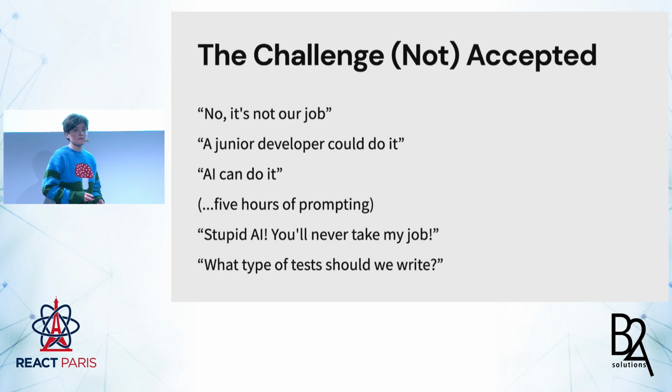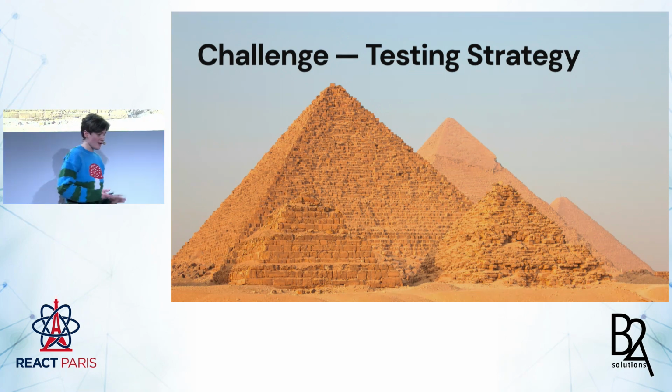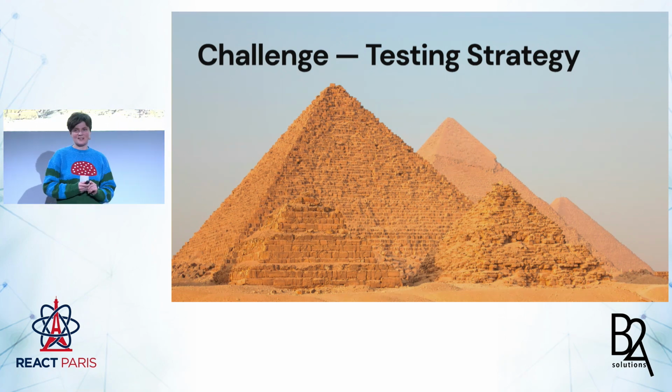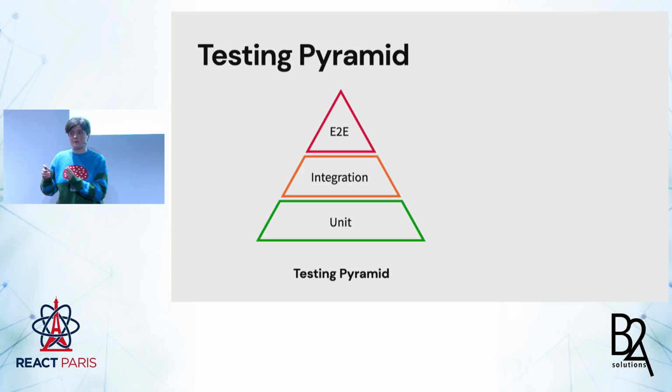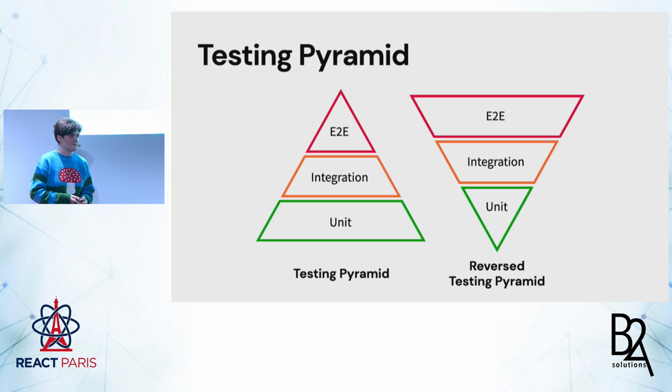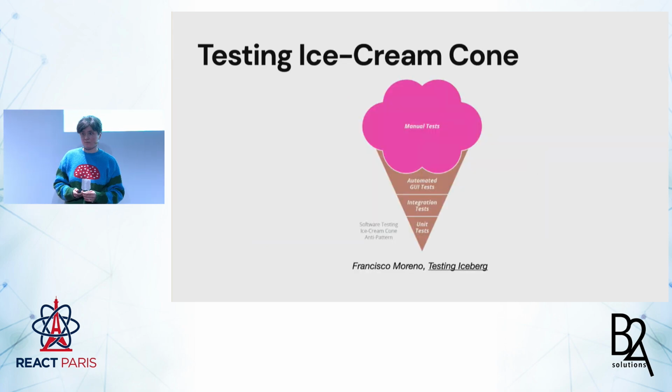We needed a testing strategy. And now it's time for a short theoretical block. Probably the most popular testing strategy out there is the testing pyramid. It promotes breaking software into small, testable units. Not our case. The other option is to turn the pyramid upside down and to get the reversed testing pyramid. Now, if we put a bit of ice cream on top, because why not, we get the default testing strategy for many companies, the testing ice cream cone.